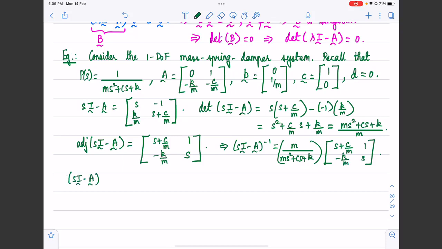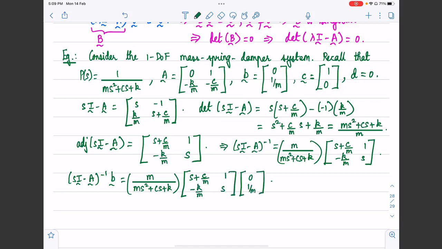Okay. So here we will do one step at a time. The first operation that we need to look at is SI minus A inverse B. So that will be M divided by M S squared plus C S plus K, first term. Then I have the matrix SI minus A inverse, that is S plus C by M, 1, minus K by M and S. Okay, this will be the matrix. And then B will be 0 and 1 by M.